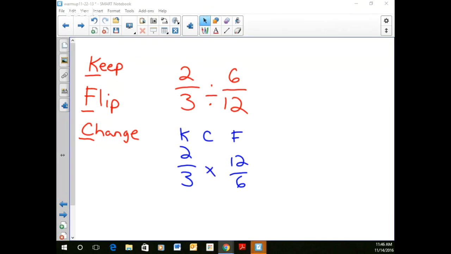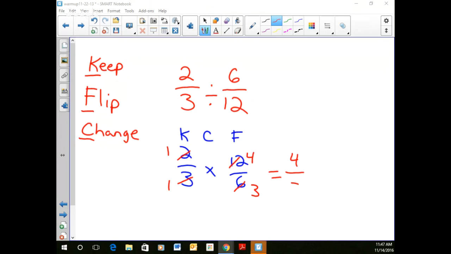Then we look to see if these fractions diagonally or cross ways can be simplified. 3/12 is diagonal, and that can be simplified to 1/4. And then 2/6 is diagonal, and it can be simplified to 1/3. Now we have fractions simplified, and we can multiply the new numerators 1 and 4 and get 4, and the new denominators 1 and 3 and get 3. So we're left with an improper fraction of 4/3.